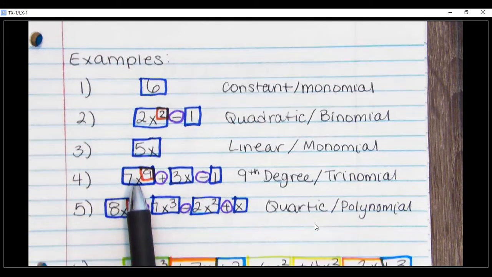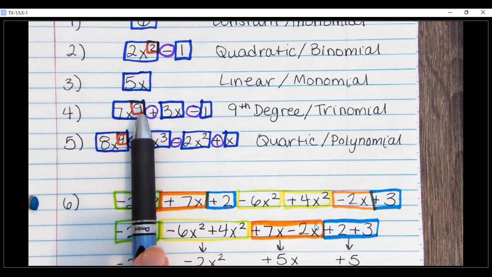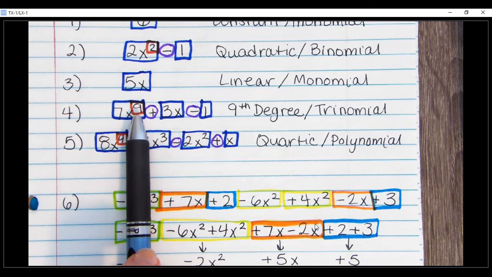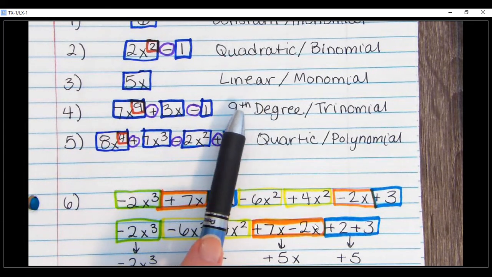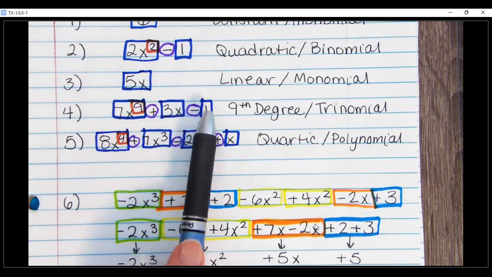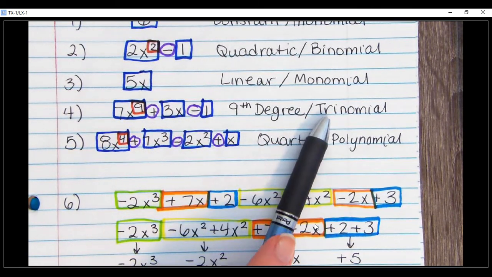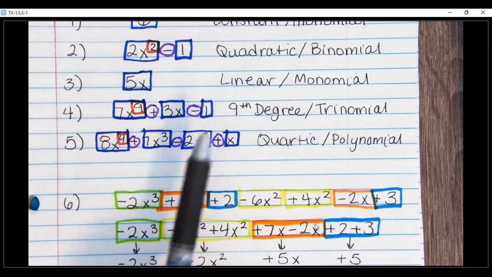Moving on, we have example 4. We have a power of 9. That's the highest degree that we're going to see here. So we're going to call it the 9th degree. Remember, anything above 5 is going to be the number in the degree. And then we have 3 parts. 1, 2, 3. And we're going to call that a trinomial. So this is a 9th degree trinomial.